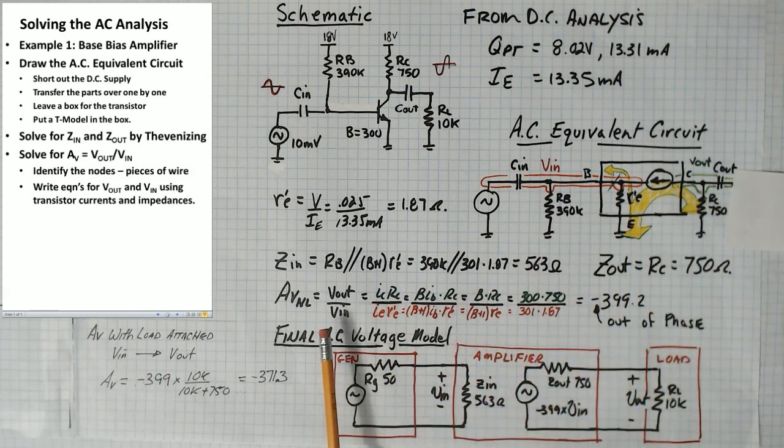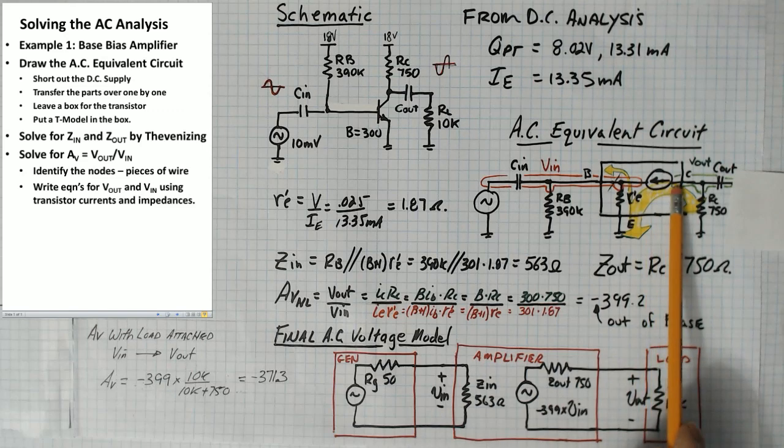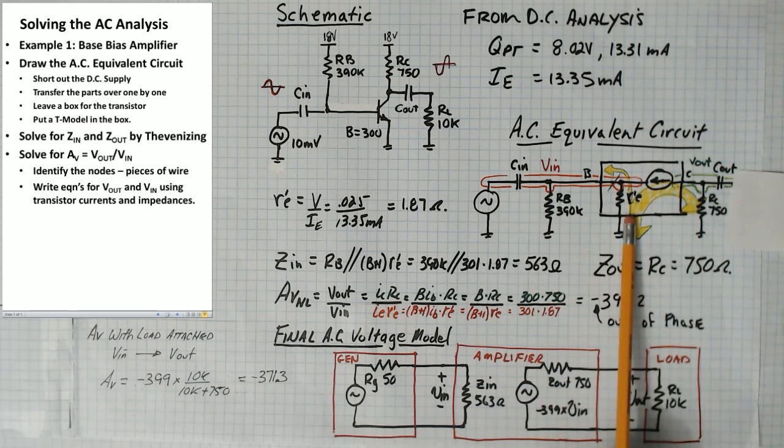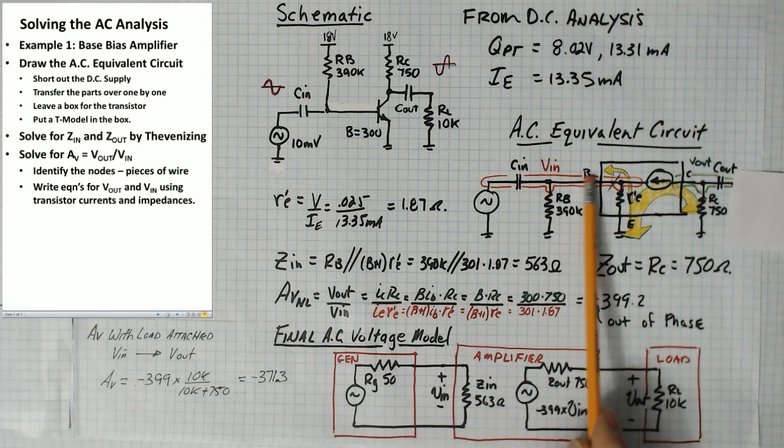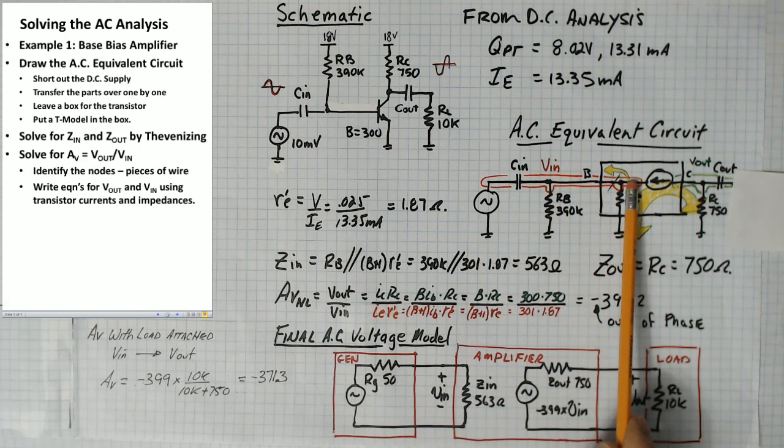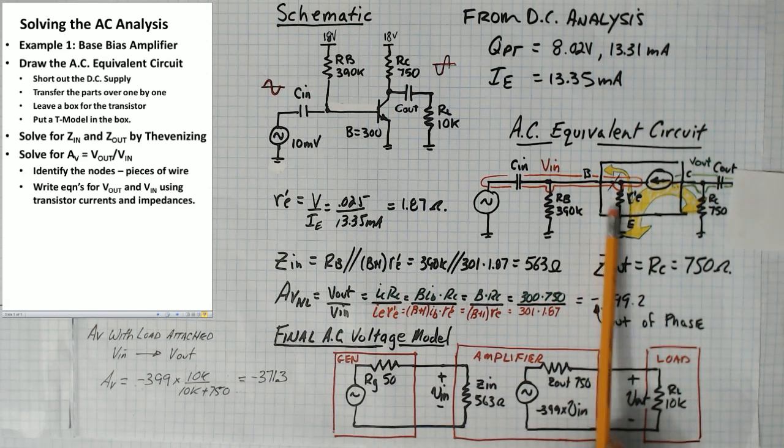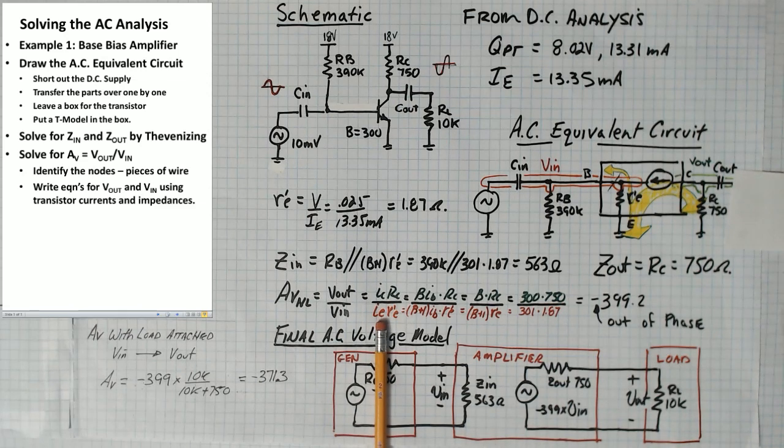And now I've got to find V in. Likewise, the current's going back and forth here. This is collector current going out the collector, and then coming out here, this is the emitter current. So what goes through R'E is the emitter current, so V in is effectively IE times R'E. And I've got that down here on the bottom of the equation. So I've written the equations for V out and V in using transistor currents and impedances.